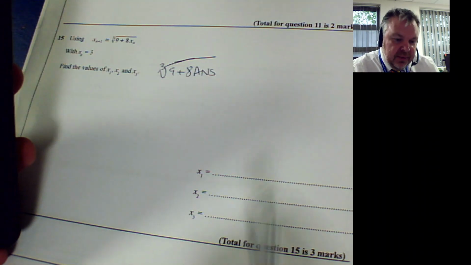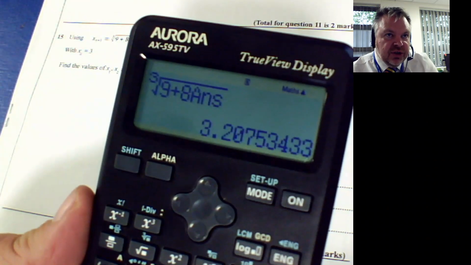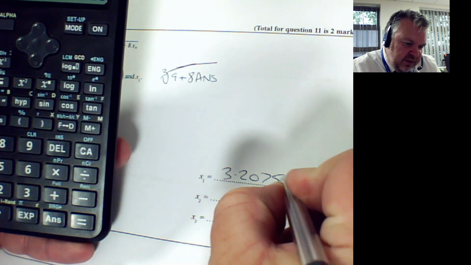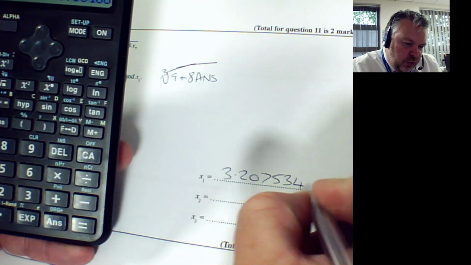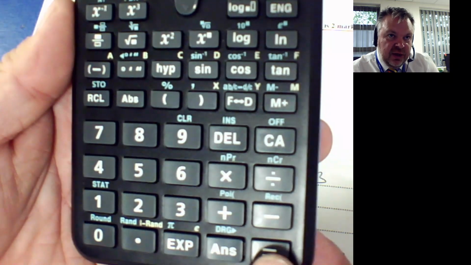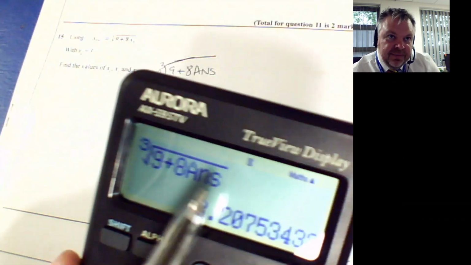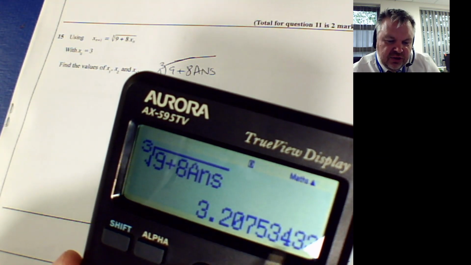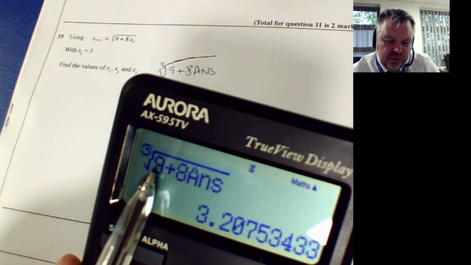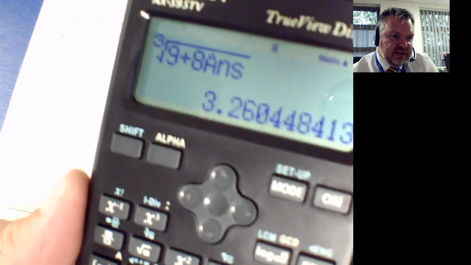And then don't get too excited with the equals button. First time you press it, you're going to get your x1 value, as it's asking for down here. So I'm just going to write that in. 3.20753433. And then you don't need to do anything else other than press equals again. The reason being, this ans, this number is now your answer. So the next time I press equals, we're doing the cube root of 9 plus 8 lots of this. And here we go. Here's my next one. 3.26, etc.